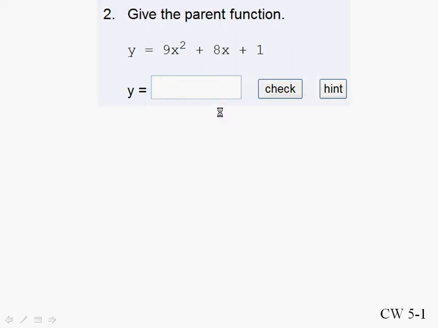Number 2 also asks to give the parent function. Again, we look at our variable. The greatest exponent we have is x squared, so this is a quadratic. So this is y equals x squared.